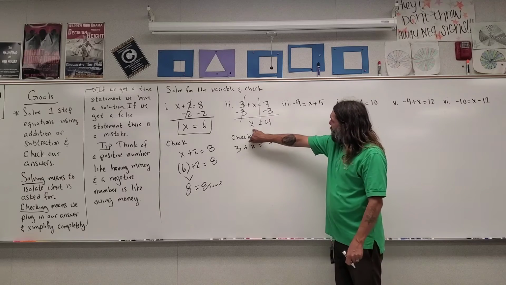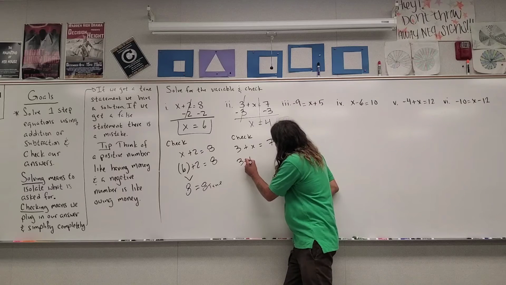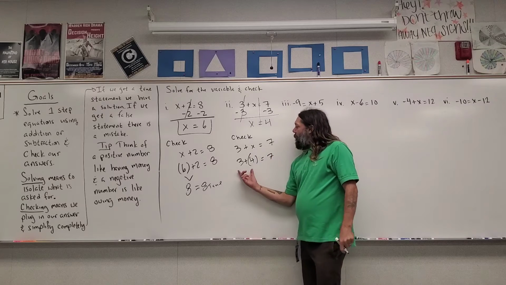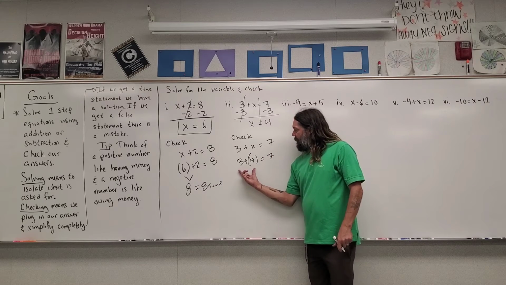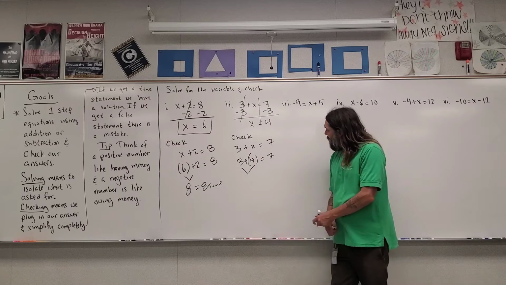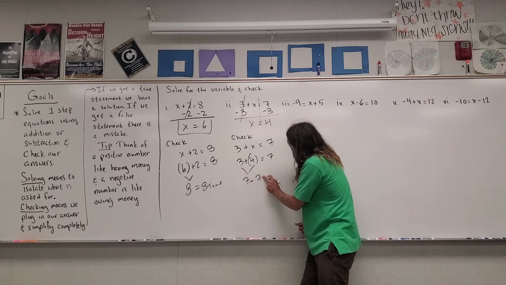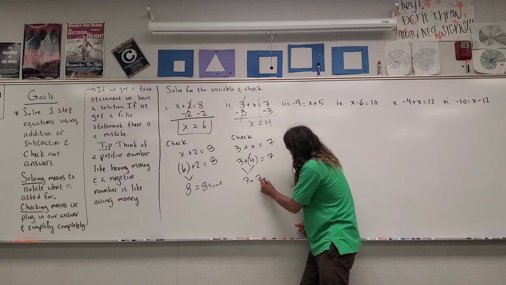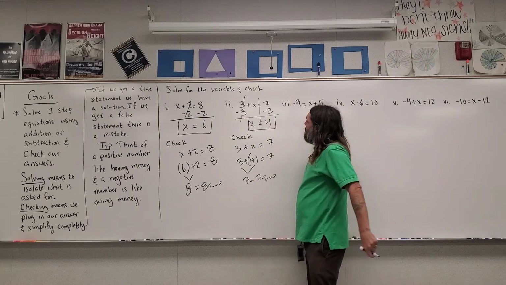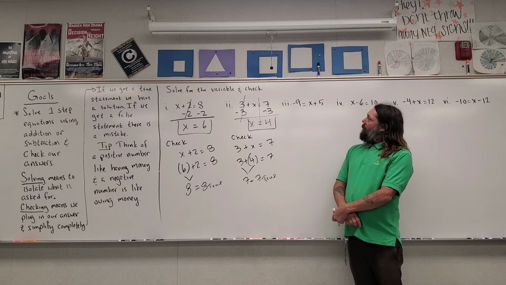Everywhere I have an x, it turns into a 4. So now I have 3 plus 4, and that equals 7. Well, I haven't simplified completely because I can add these together. I have 3, I have 4, that means that I have 7, and 7 equals 7 is a true statement. So that means that x equals 4 is a solution to this equation. It makes it true.